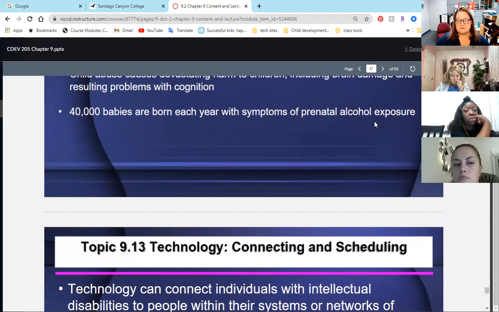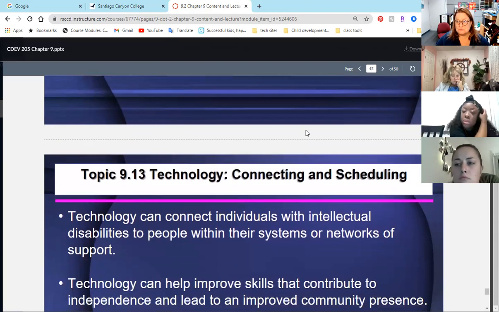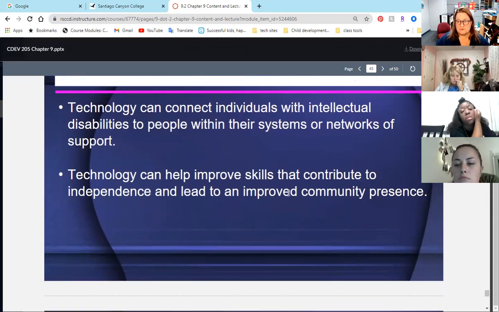40,000 babies are born each year with symptoms of prenatal alcohol exposure and lead. There's more than just that, but I'm telling you. And now that we're finding out, by the way, I don't want to get anybody super paranoid, don't dive too deep on 5G internet networks. Don't go too far down that rabbit hole. One night I went down the rabbit hole and now I can't not know that stuff.